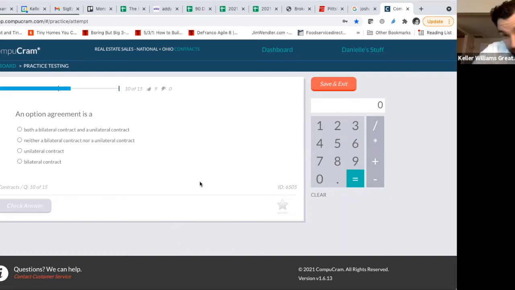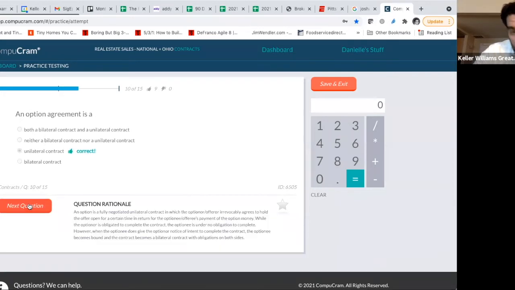All right, seeing a number of C's in the chat box. It looks like we've got this one sorted out. Yes, it is a unilateral contract. An option agreement is a unilateral contract because the decision is with one party.